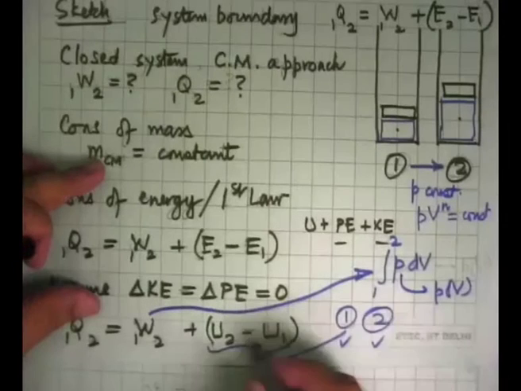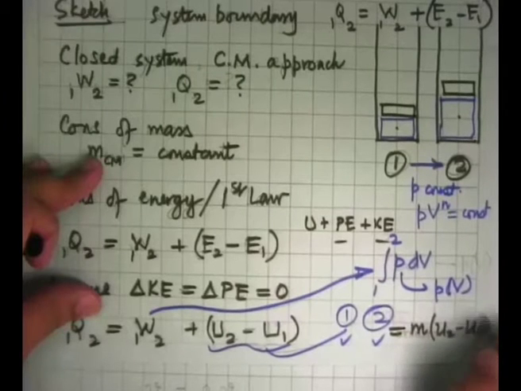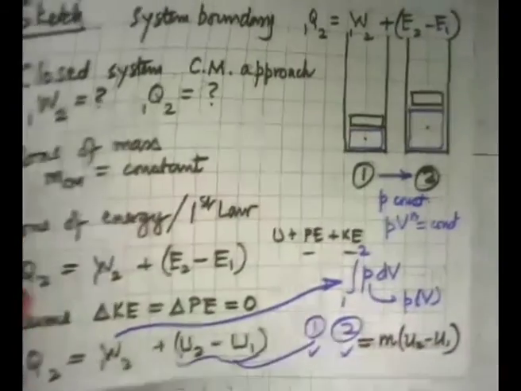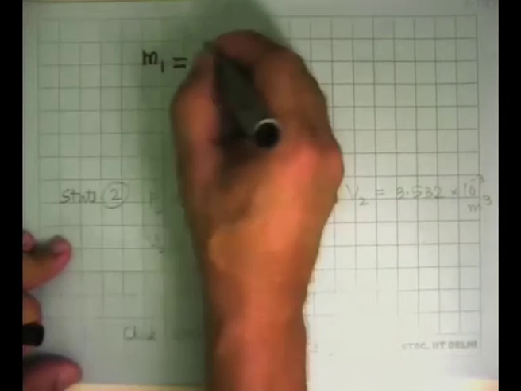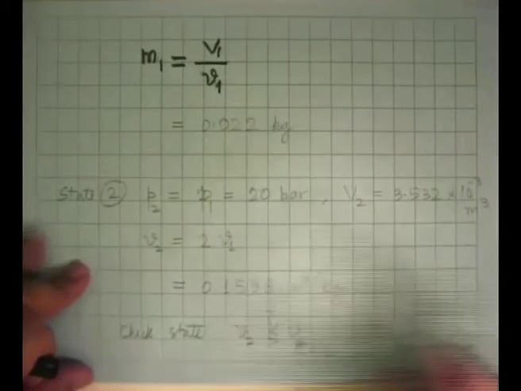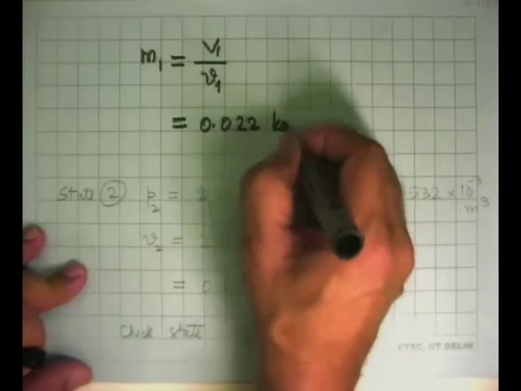Now we say that to calculate U2 minus U1 that we wrote over here, we need this U2, U1 can be calculated by mass times U2 minus U1. For that we need the mass, and mass is constant in the system. So to calculate that, we now have the equation there, that m1 is equal to V1 upon specific volume at 1. And this we can calculate, and this becomes 0.022 kilograms.